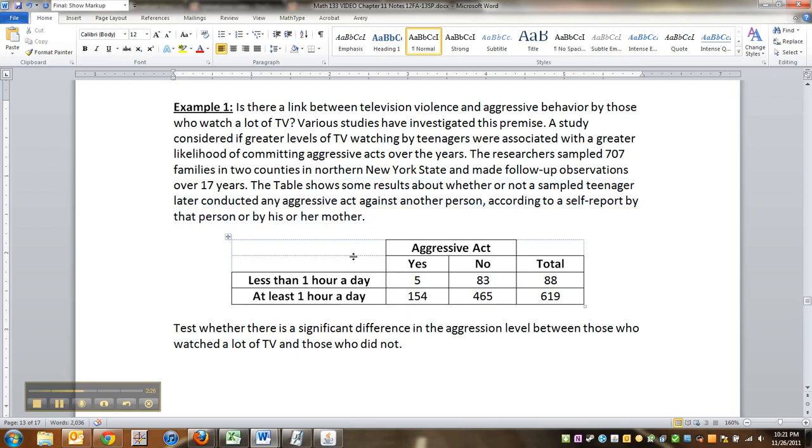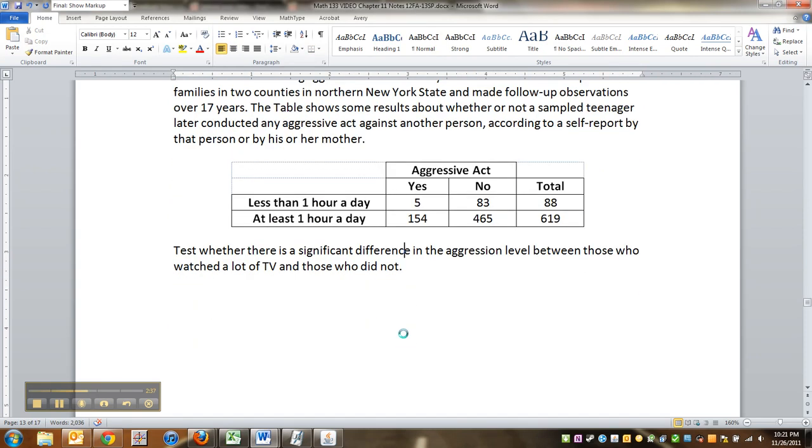So there we are. Aggressive acts, right? Were they watching TV less than an hour a day or at least an hour a day, which means an hour a day or more. Okay. And test whether there's a significant difference in the aggression levels between those who watched a lot of TV and those who did not. Cool. All right, so we are going to have to run a big old hypothesis test.